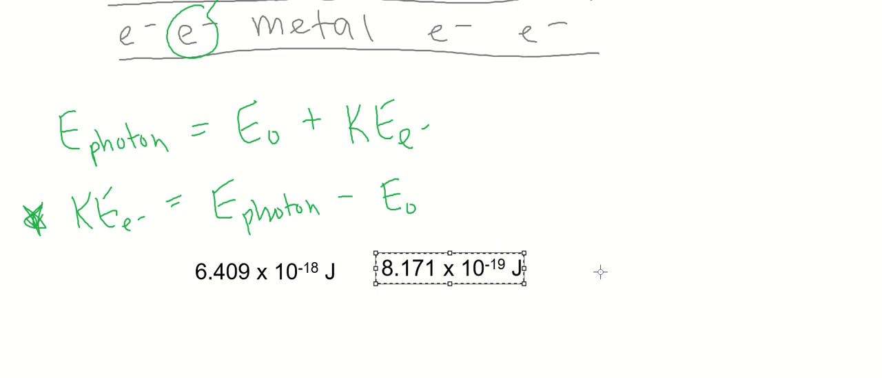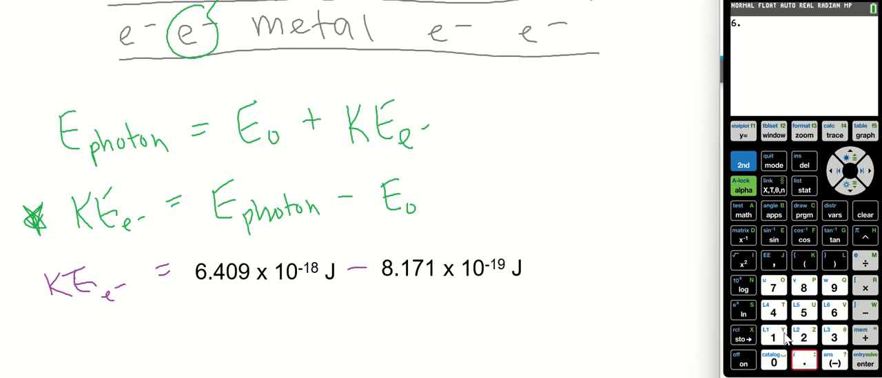So we're going to subtract and see what the difference is, and that's going to be the kinetic energy of the electron, or the maximum. All right, let's take our calculators out. 6.409 times 10 to the negative 18 minus 8.171 times 10 to the negative 19. All right, so there's the kinetic energy of the electrons. And let's get four significant figures in this one.